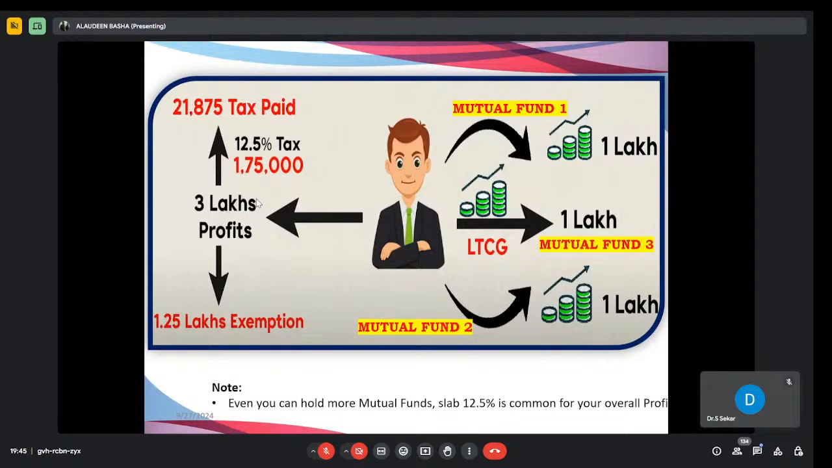It's clear, guys? Yes, sir. Any doubts in this equity mutual funds tax exemptions? No doubt, sir. Okay.